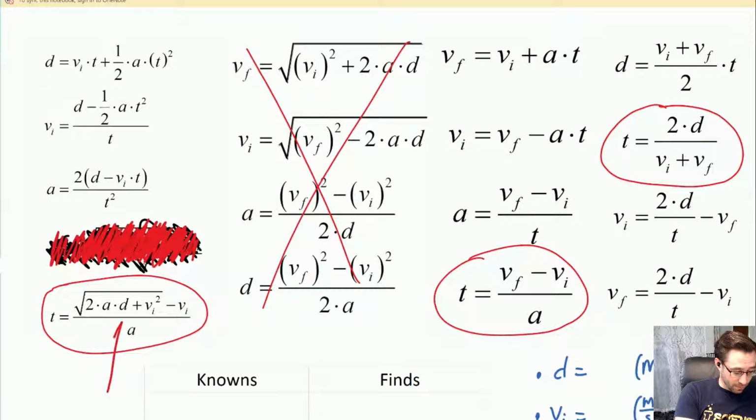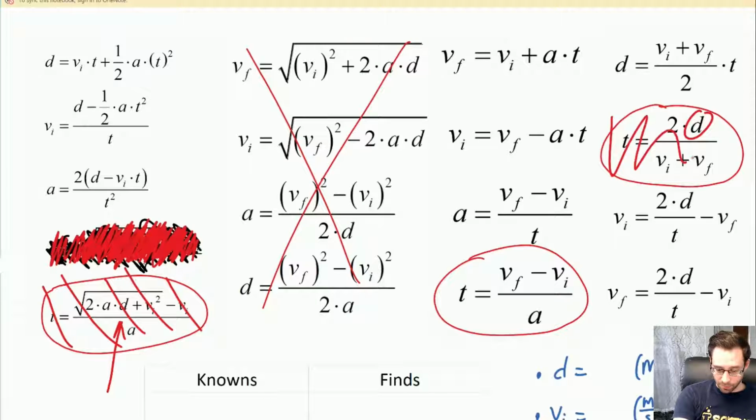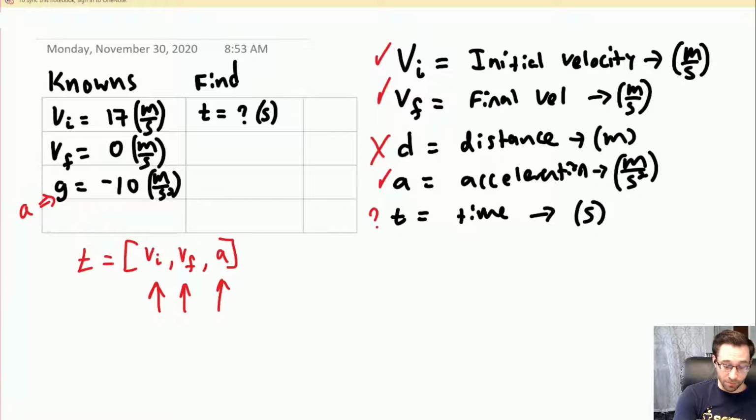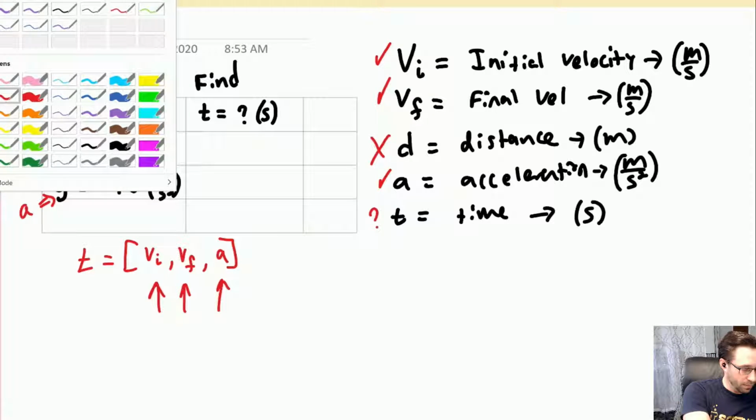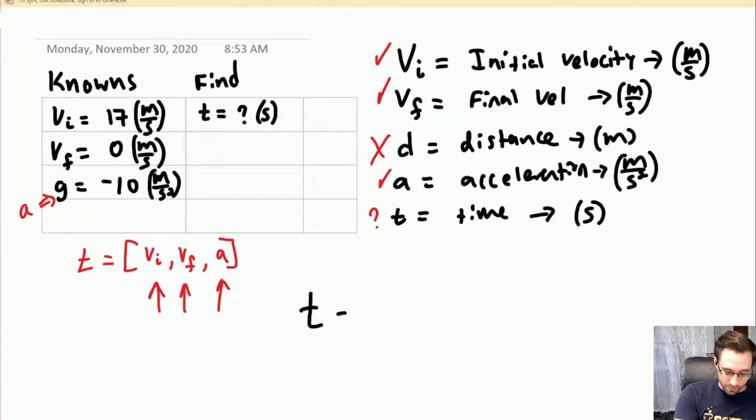So that's got displacement. Get rid of it. This one, there's no displacement, so I'm going to leave that be for now. And we got displacement. Yep, that's gone. Okay, so this is the one. Time is equal to final velocity minus the initial velocity, divided by a.